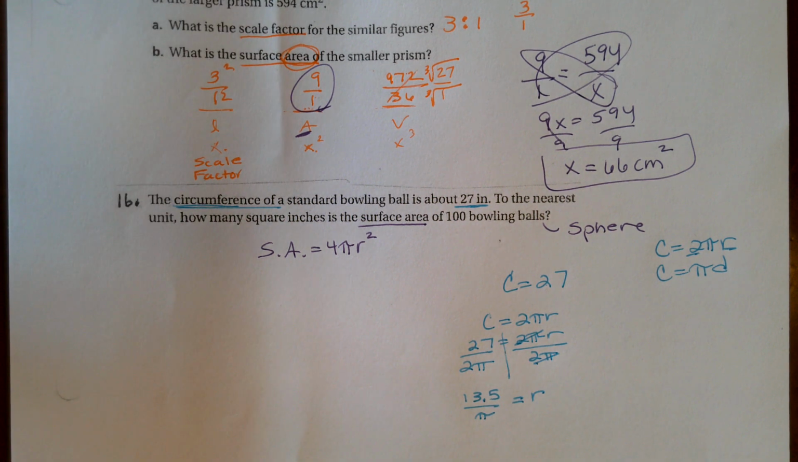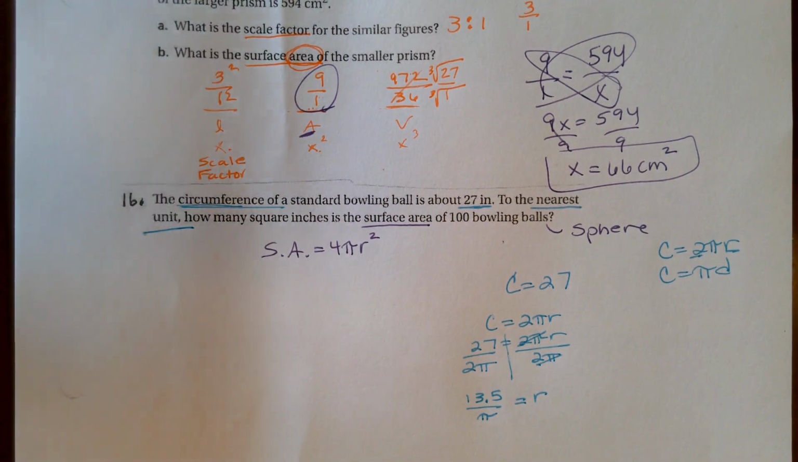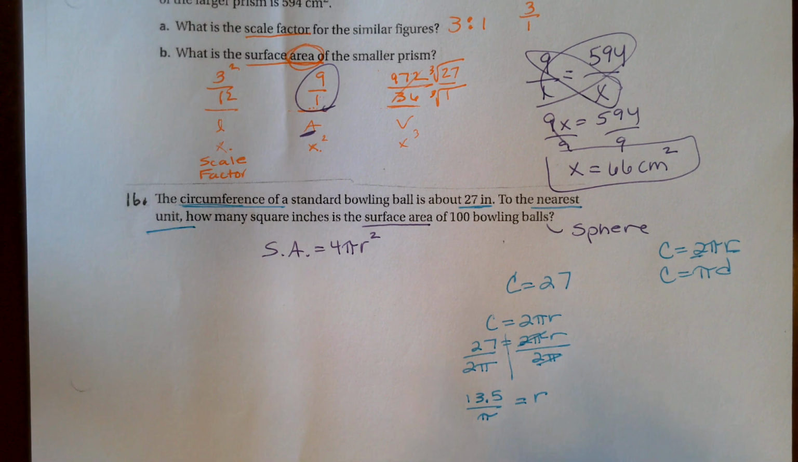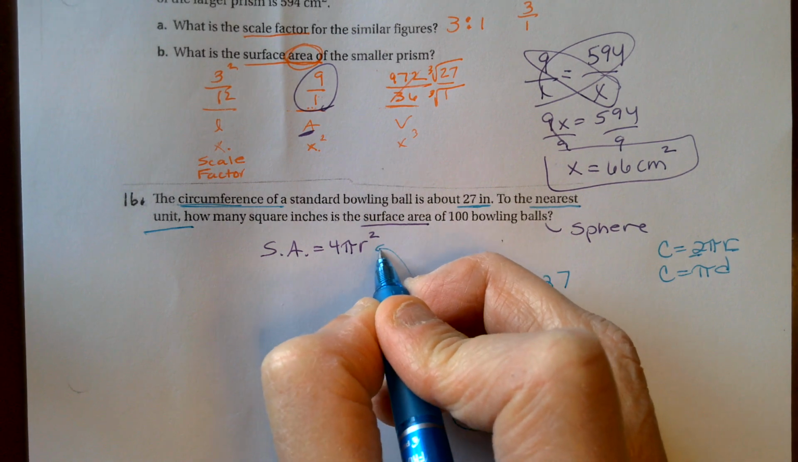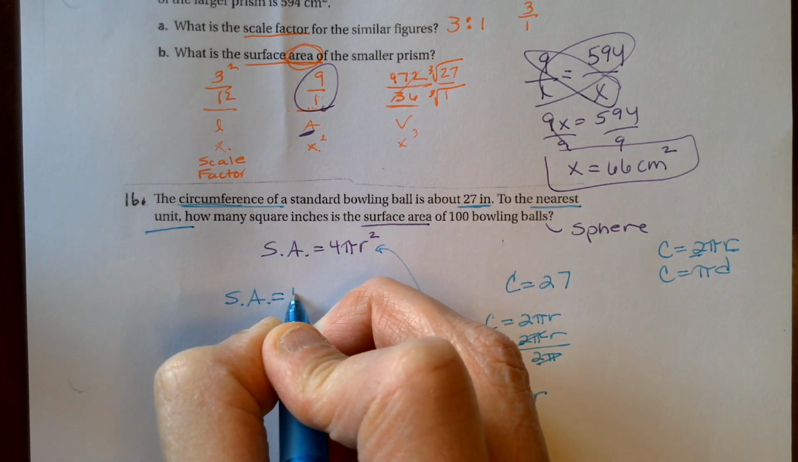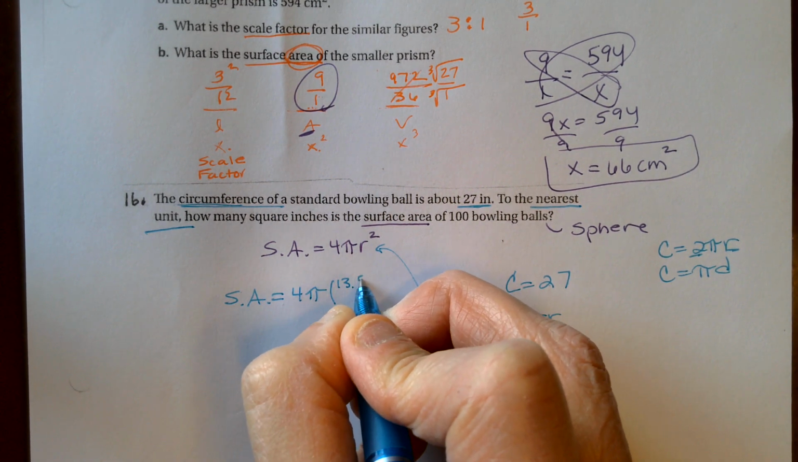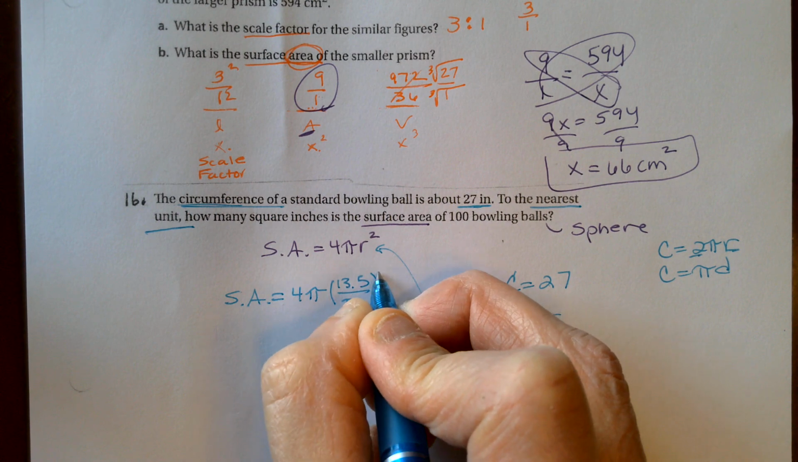pi. I'm leaving it, okay, because it said to the nearest unit, so I don't want to start rounding earlier than I should. So I'm going to take this, and I'm going to go up here and put it in for my r. SA equals 4 pi, 13.5 over pi, use your parentheses, squared.